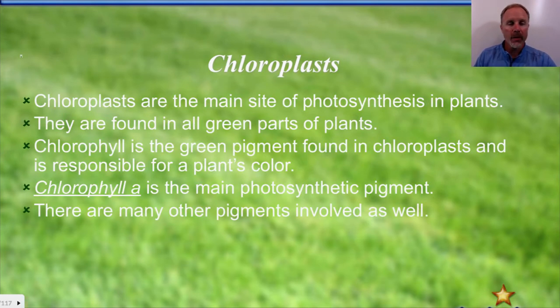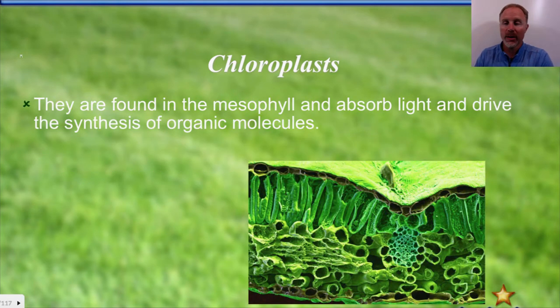Okay, so as far as chloroplasts go, these are the main sites of photosynthesis in plants, and all green parts of plants have them. And the greener the part, typically the more chloroplasts that they have. And chlorophyll is that pigment found within the chloroplasts. There's a couple different types, but the main type here is chlorophyll A, and that's the main photosynthetic pigment that's involved in absorbing sunlight so that the plants can carry out the process of photosynthesis.